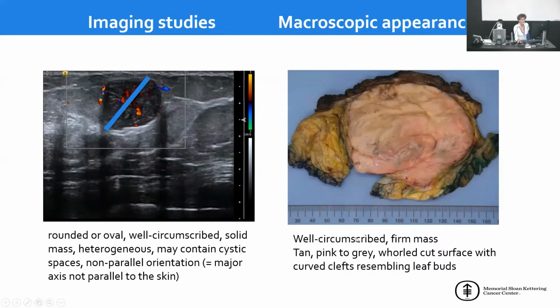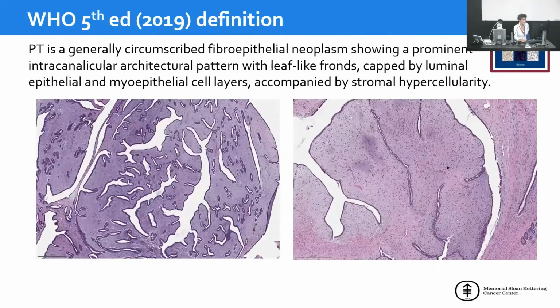Macroscopically, they're very large. In general, they have this cut surface with these curved clefts that resemble leaf buds. And of course, you all know that the word Phyllodes tumor comes from the Greek, with Phyllodes meaning leaf, right? These images come from the WHO book, and this is the WHO definition.